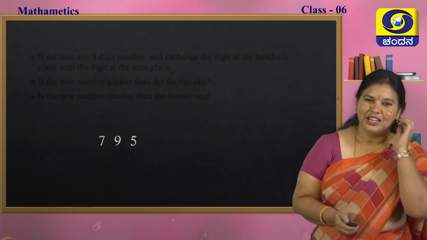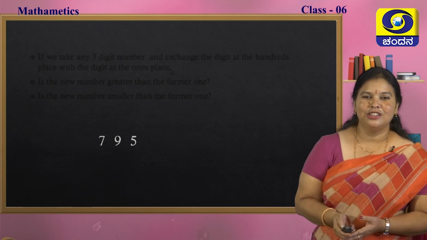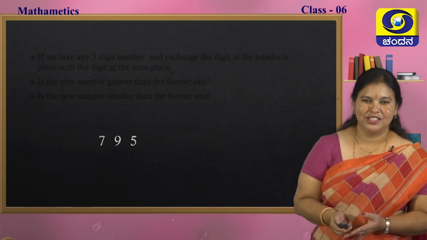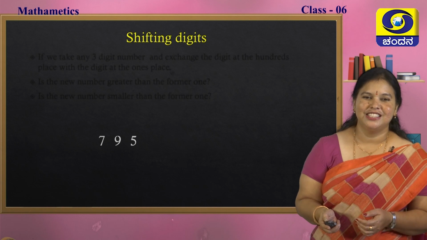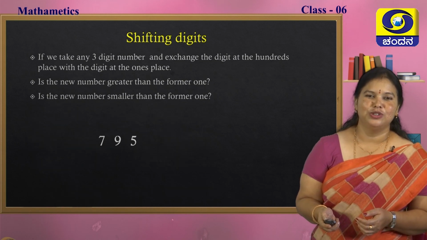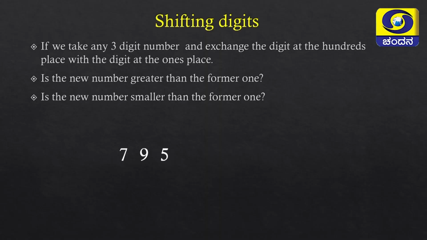How? See, I have given 795 here. What you have to do is shift the digits, means you have to put 5 in the hundreds place and 7 in the units place. It is called shifting digits. By shifting digits, we will get a new number. So, 795 is the former number and we have 7, 9 and 5. You have to interchange the numbers. So, we got a new number, it is 597. Is it greater than the former number? Yes, it is the smaller number, because 597 is smaller compared to the former number.